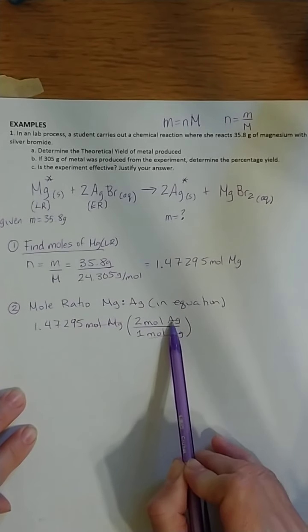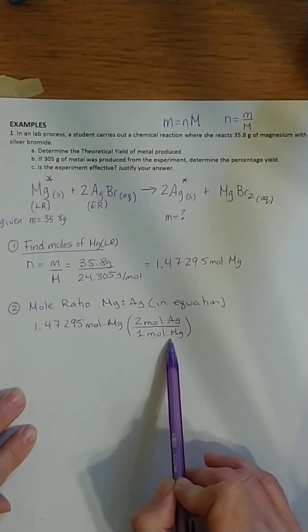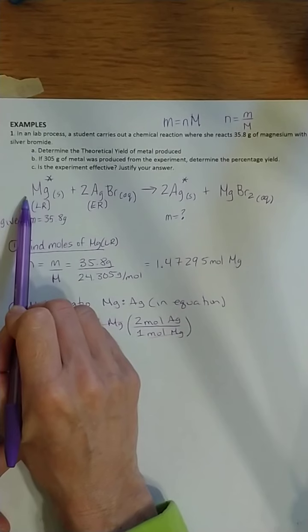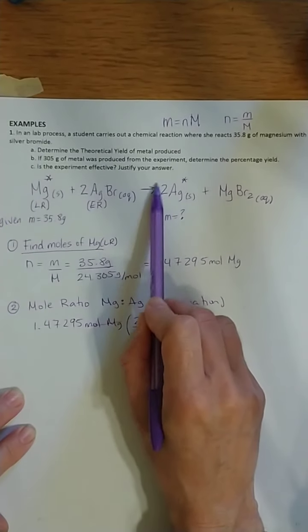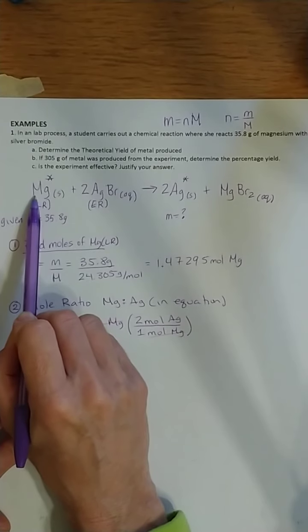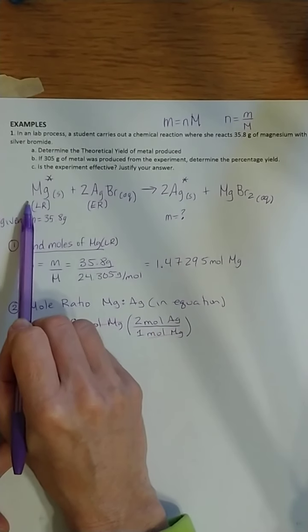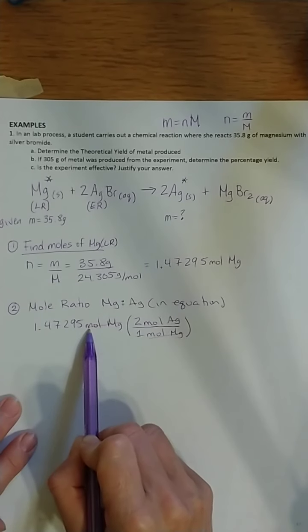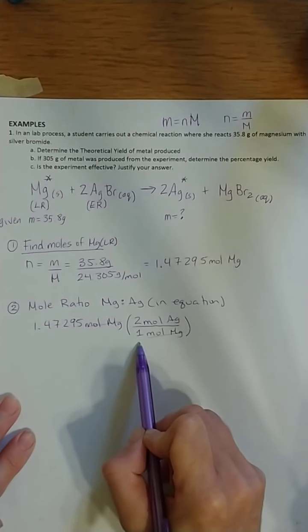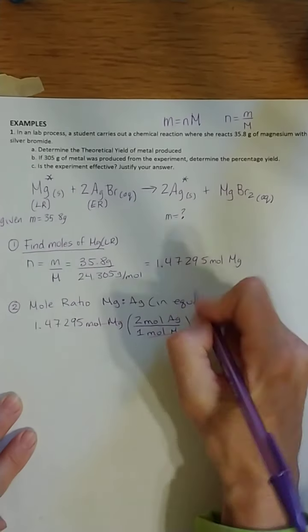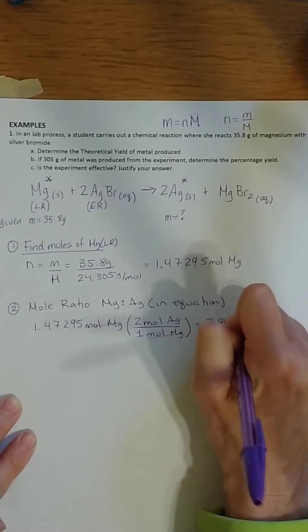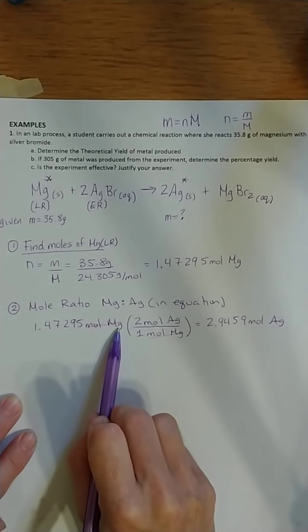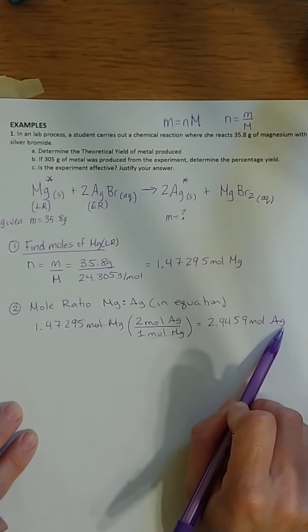It's always the product over the limiting reagent. Always, always 100% of the time. So your product moles over your limiting reagent moles. Some people say what you want to find over what you're given. We want to find silver, we're given Mg. So 2 moles over 1 mole. So you're going to take this number that's still in your calculator and multiply it by 2 and divide by 1. And when you do, you're going to get 2.9459 moles of Ag. So we've just converted moles of magnesium into moles of silver.